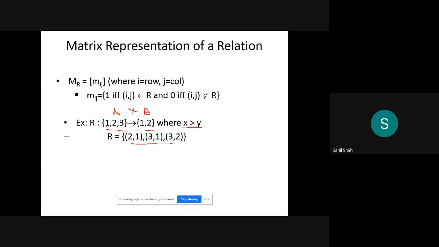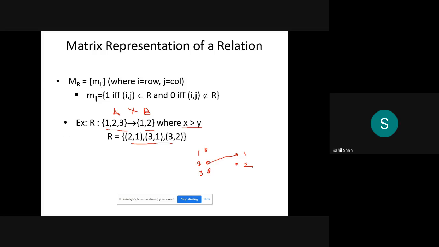I observe that for A there are 3 elements, so I will have 3 marks, 1, 2, and 3, which will represent the corresponding elements. Likewise, we will have again a drawing for the elements of the second set, 1 and 2. Then I will draw the edges if that particular pair is present. I observe that 2 to 1 is present, so I will say (2, 1).